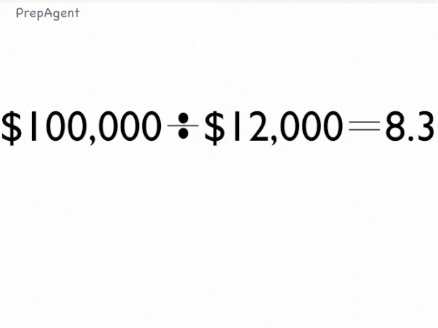I hope that helped. Just remember, price divided by rent gives you your gross rent multiplier. So keep it simple, keep it concise, and you'll pass your exam.